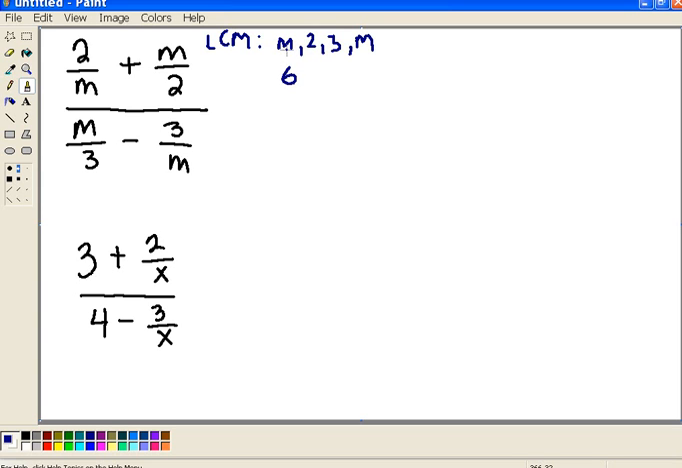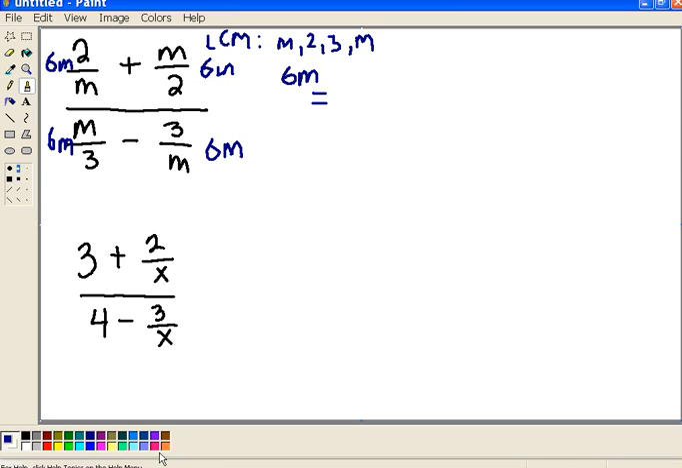And now I'm going to look at my variables. I have an m and an m. So it's just going to be 6m. Now, once I come out with my LCM, I'm going to multiply every single term by the LCM. Okay, so every term is getting multiplied by the 6 and the m. And then I just want to write what would be left.